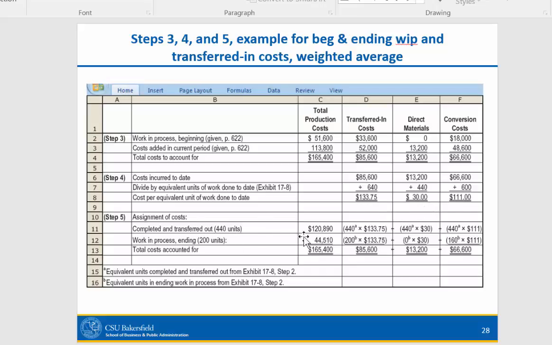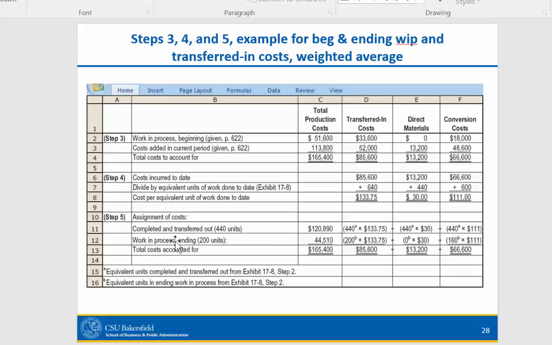So now you are going to figure out the costs. Okay, the costs. So first of all, you can take a look at the 440 units that are completed and are transferred out to the finished goods inventory. So we're looking at 440 units multiplied by this unit cost, and same number multiplied by the unit cost of direct materials and the unit cost of conversion cost respectively. So you have all these 3 elements here.